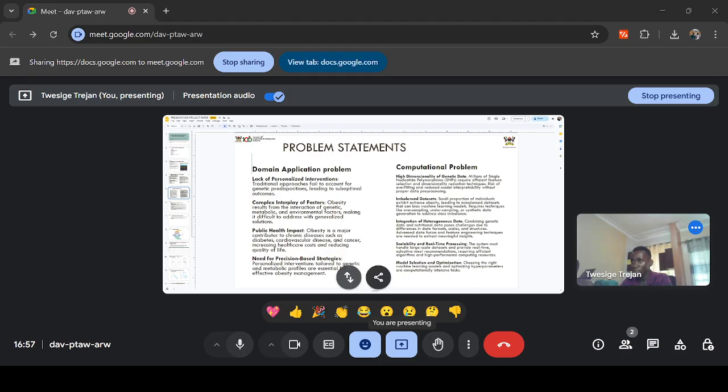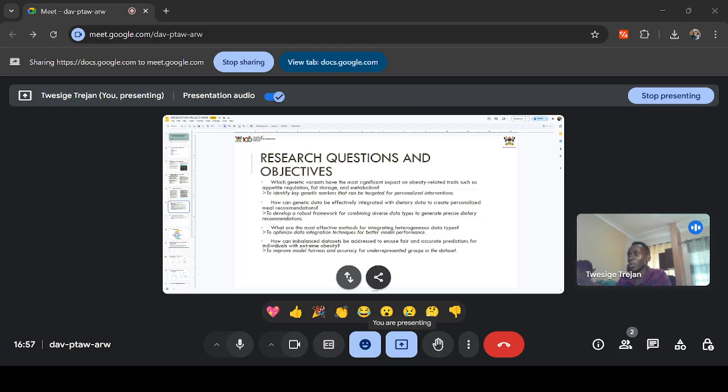And the computational problem: we have the high dimensionality of the genetics data. Millions of nucleotide variants, called SNPs, require efficient feature selection and dimensionality reduction techniques. Then we have the problem of imbalanced datasets, which we already addressed. Then integration of heterogeneous data, which we also addressed. Then scalability and real-time processing, and model selection and optimization, which has been one of the cores of this submission.